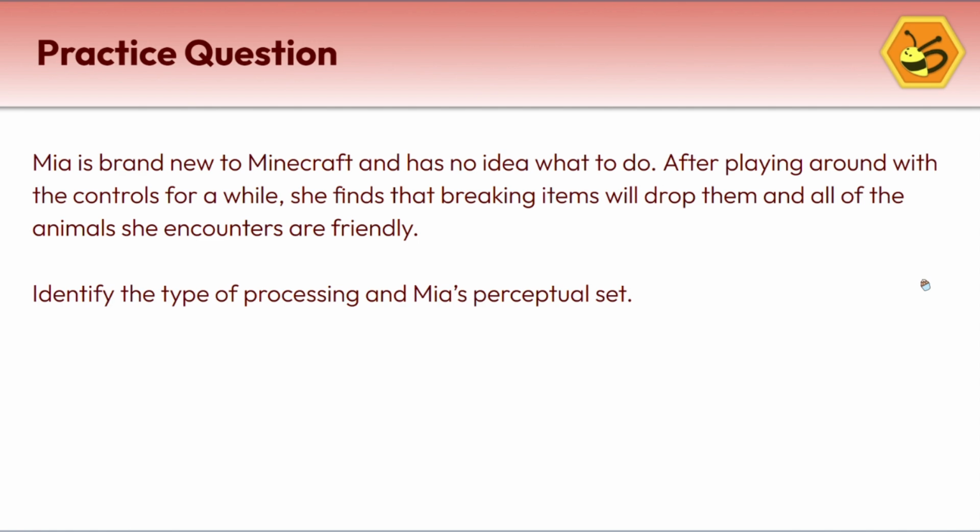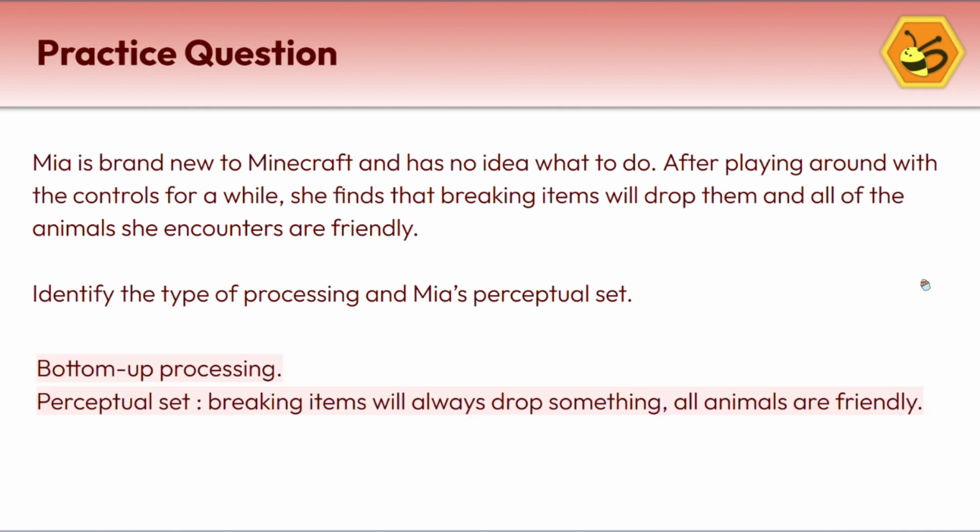All mobs are friendly and breaking drops items. Yeah, perfect. So we know that this is bottom up processing because she was brand new, first of all, and then she used all of her experiences to build understanding of the game. And then from her experiences, she builds the perceptual set that breaking items drops them and animals she encounters are friendly. We know, well, most of us know probably, that not all animals in Minecraft are friendly. So that explains why sometimes perceptual sets can lead us to misinterpret things.